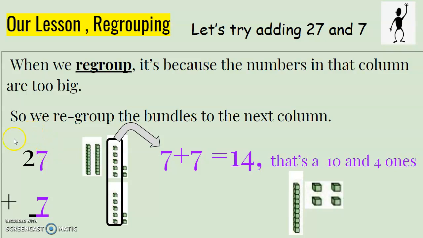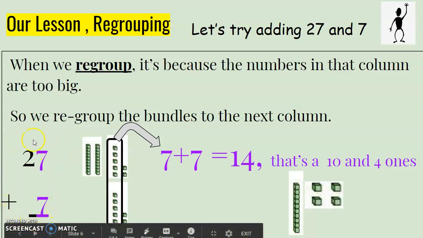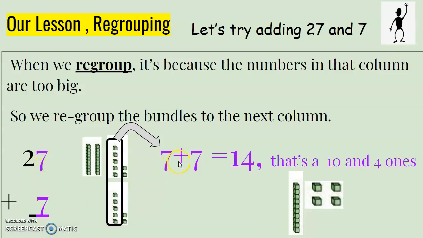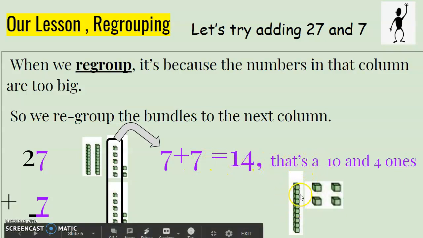So if we look, we put our problem, line up the numbers, the ones column and the tens column. And you'll see we're going to add 7 plus 7 first. And we know that 7 plus 7 is 14. That's a 10 and 4 ones. So if we add this 7 and this 7, we end up with 14. But look, this makes another group of 10.